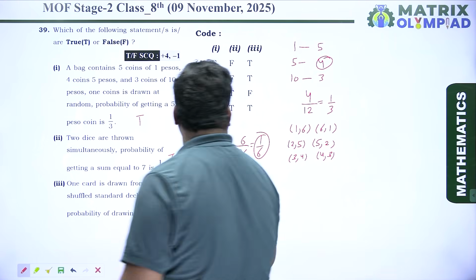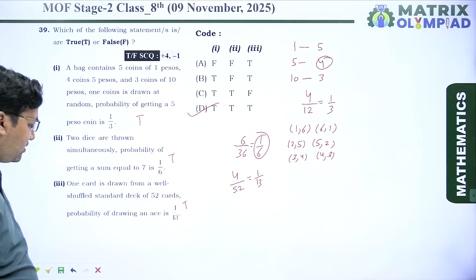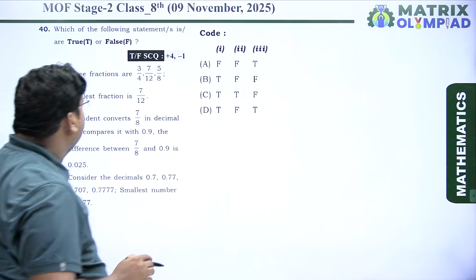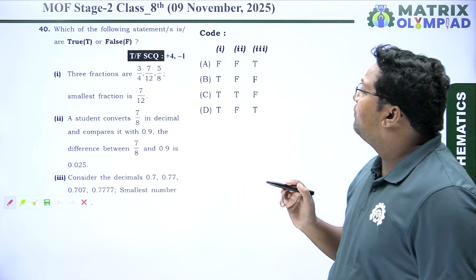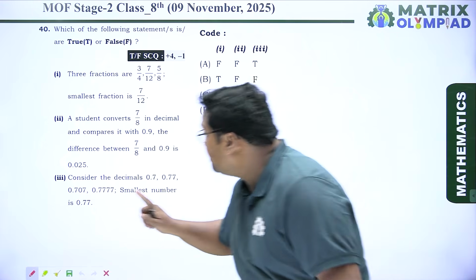It means our answer is T, which is in option D. So option D is the right answer. Now coming to the next question. Next question is, which of the following statements are true or false? Again, true false questions are there.